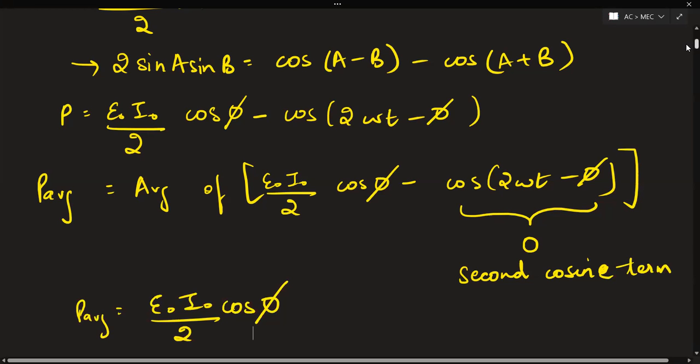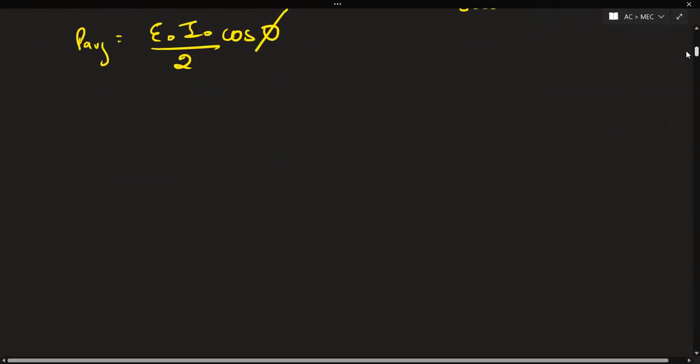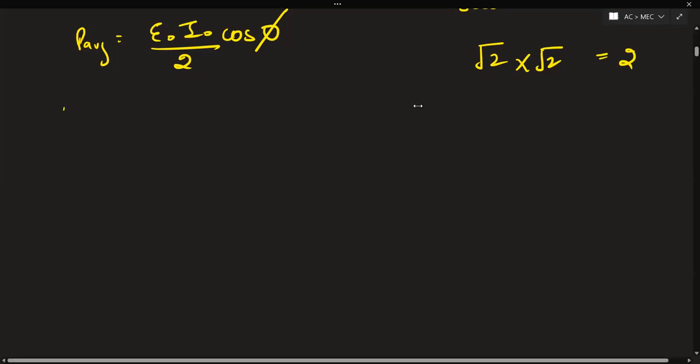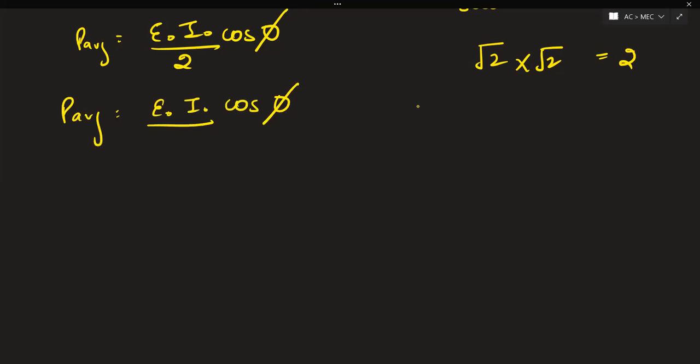Now tell me one thing, class. If I multiply root 2 into root 2, what would I get? 2. Yes, Hamza, it will be 2. So it means I can write 2 as root 2 into root 2. So the average power here becomes E naught I naught cos phi, and instead of this 2, I'll write it as root 2 into root 2.